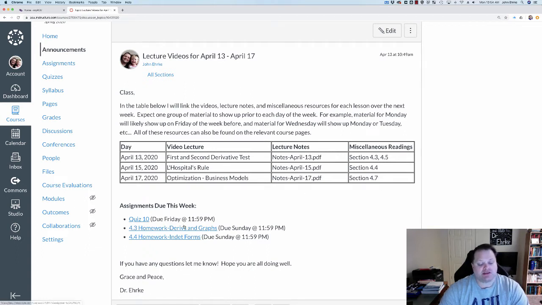You have three things that are due this week. You have quiz 10 on Friday. Quiz 10 will cover the derivative tests and L'Hopital's rule. So you'll have both of these on the quiz on Friday. It does not cover optimization. And then you have two homework sets due, both due on Sunday: section 4.3 homework and section 4.4 homework.